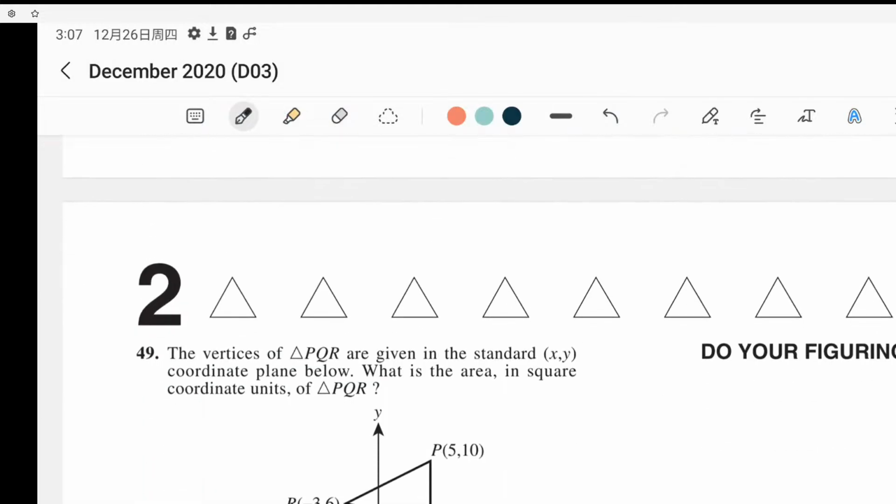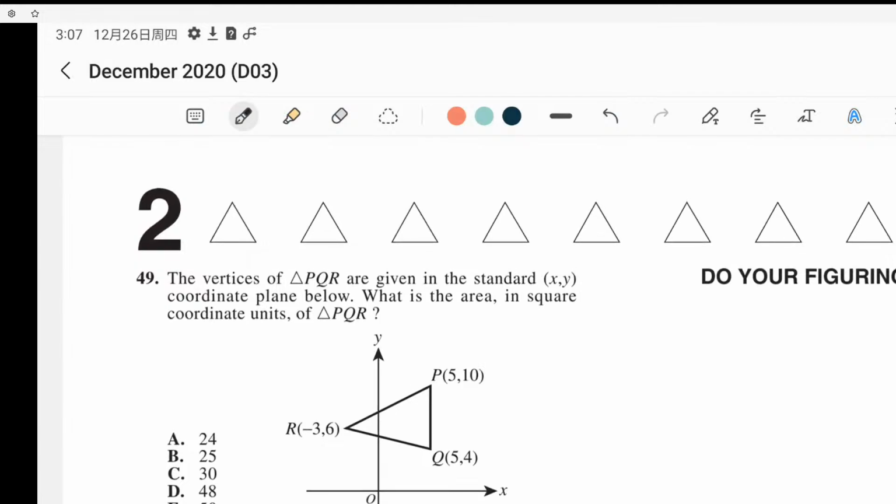We're just gonna go ahead and solve 49 and 50 because it's right there. Vertices of triangle P, Q, and R are given in standard XY Cartesian coordinate plane below. What is the area in square units?